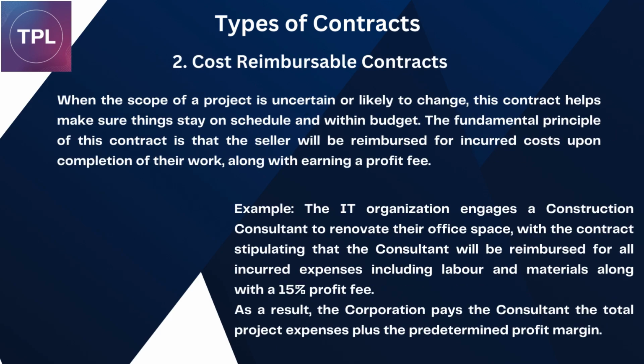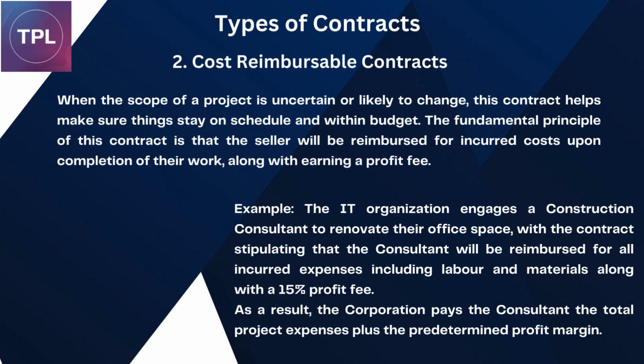2. Cost-reimbursable contracts. When the scope of a project is uncertain or likely to change, this contract helps make sure things stay on schedule and within budget. The fundamental principle of this contract is that the seller will be reimbursed for incurred costs upon completion of their work, along with earning a profit fee.